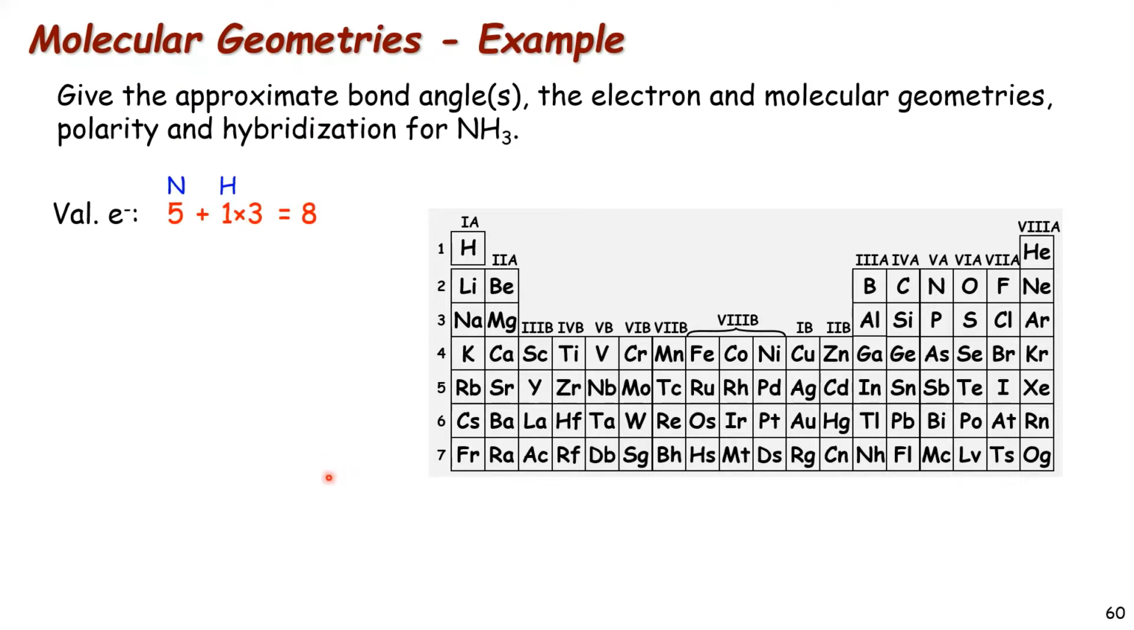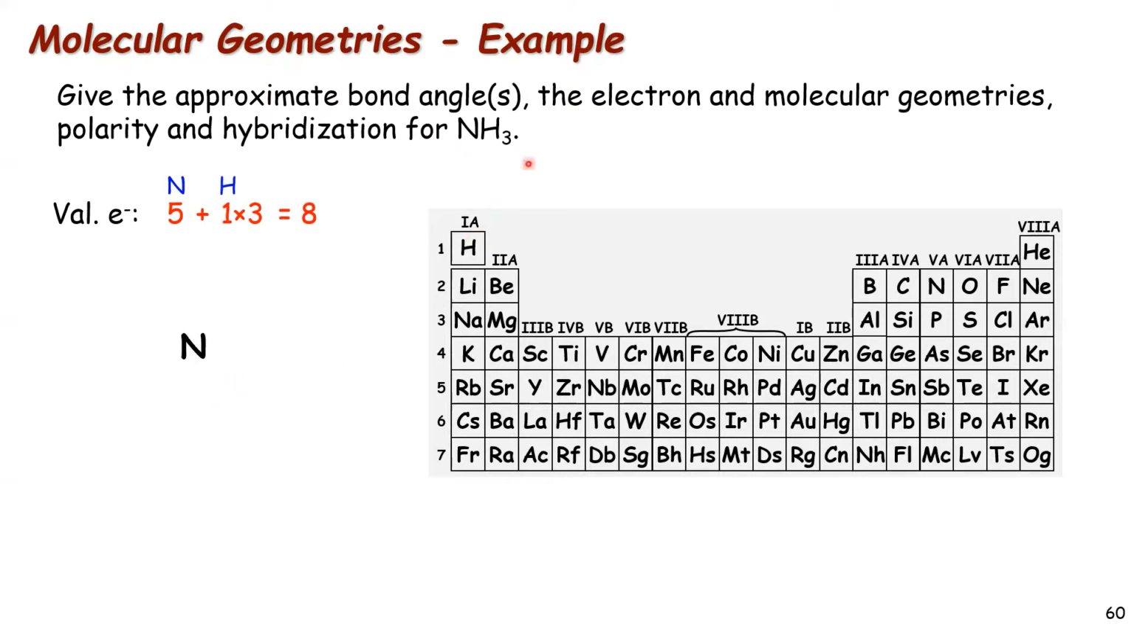Our next step is going to be to draw the skeleton structure. We're going to put the least electronegative atom in the center. Well, that would be hydrogen. But of course, we know that hydrogen can never be a central atom because it can only ever form one bond and has no lone pair. So in this case, we've got to break that rule already, and nitrogen is going to have to be the central atom. So we're going to put nitrogen as our central atom.